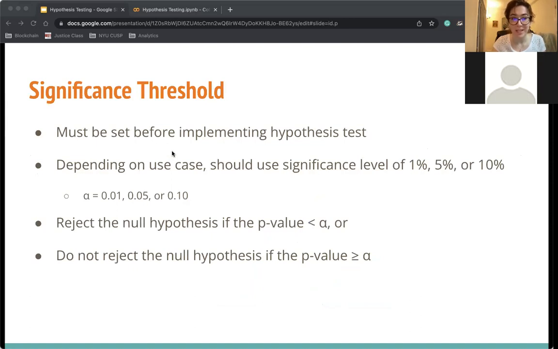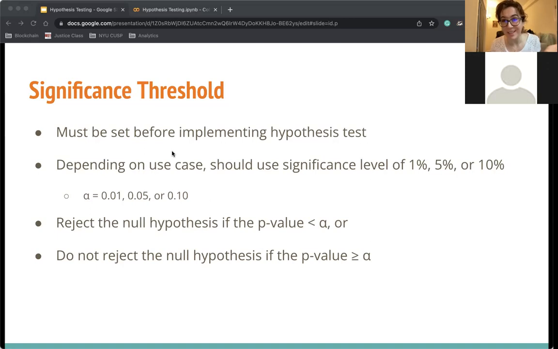This ties back together what I mentioned is really important, that you should set this significance threshold before you even start implementing your hypothesis test. Because let's say, for example, you get a significance value that beats the 90, but doesn't beat the 95.